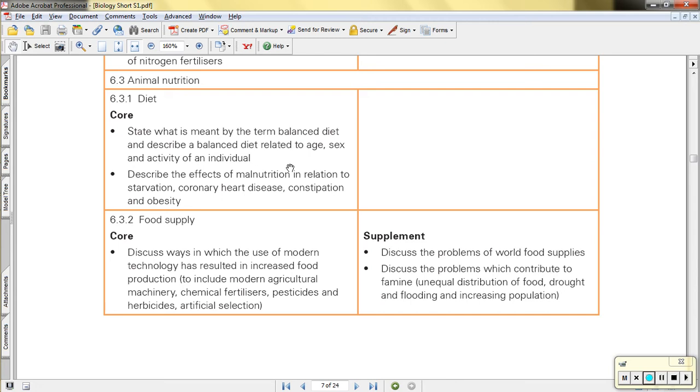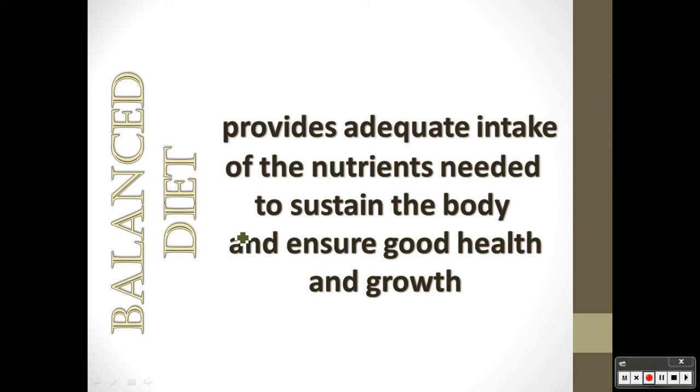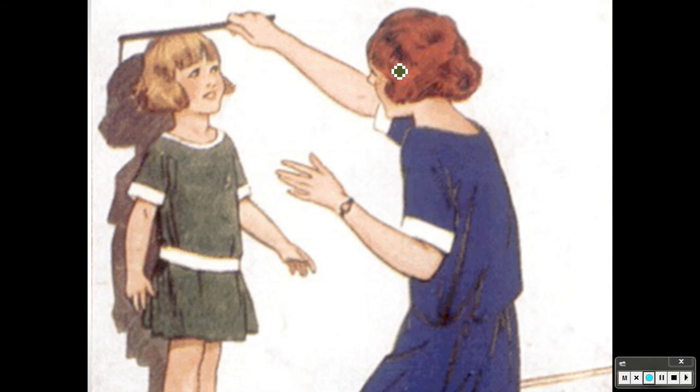State what is meant by the term balanced diet and describe a balanced diet in relation to age, sex, activity. Describe the effects of malnutrition. Okay, so a balanced diet provides adequate intake of the nutrients needed to sustain the body. So adequate intake has to do with you as a person. What is adequate for you? What is good for you is not necessarily good for the next person.